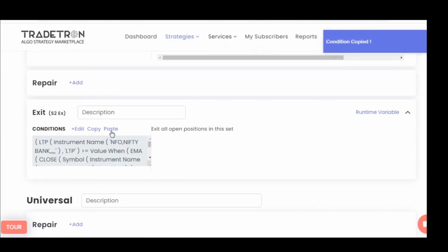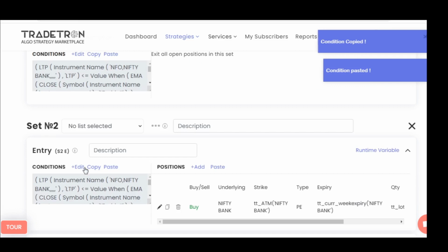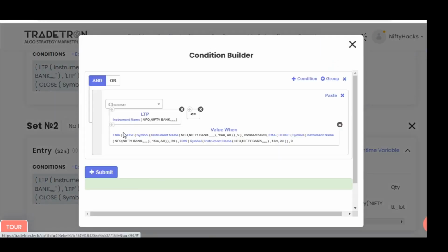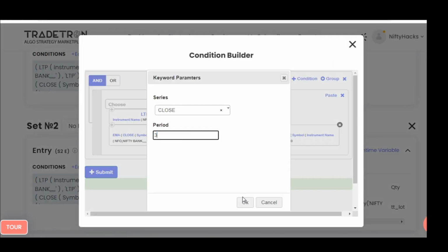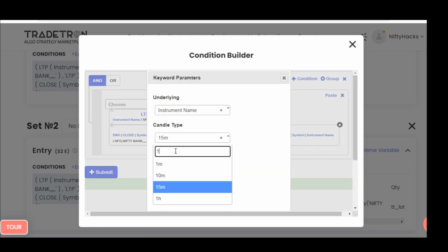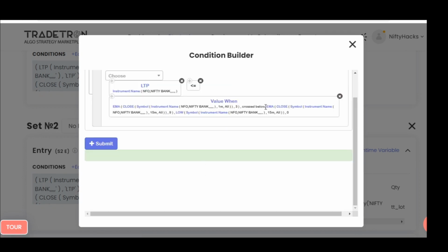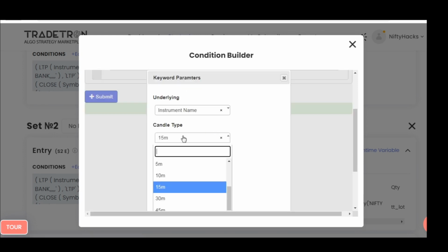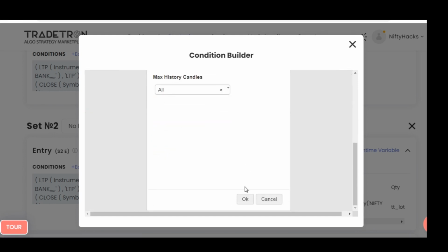Let's copy this and paste this in the put side, exit, and here also EMA will be 3 and 9. This is for testing purposes only. This is not a strategy video, so don't directly go and copy this strategy and then tell me that the strategy is not good, not working, etc.